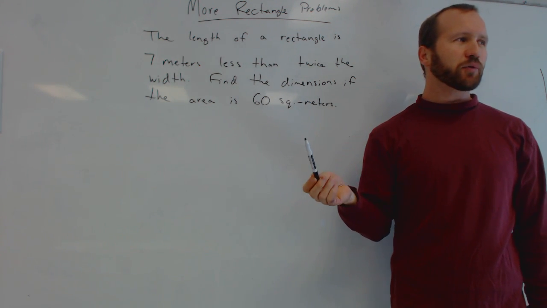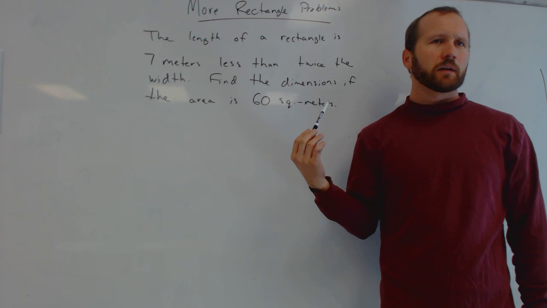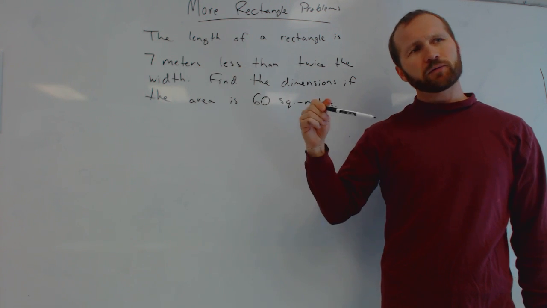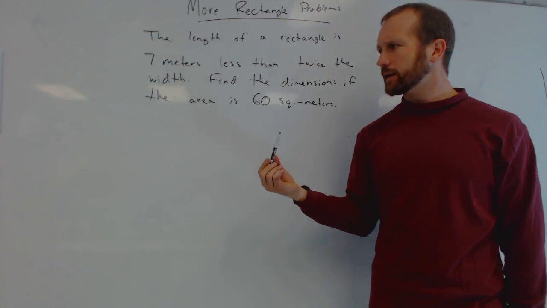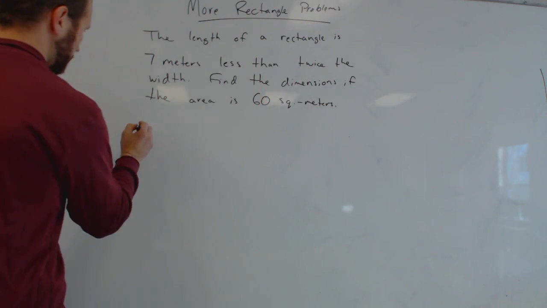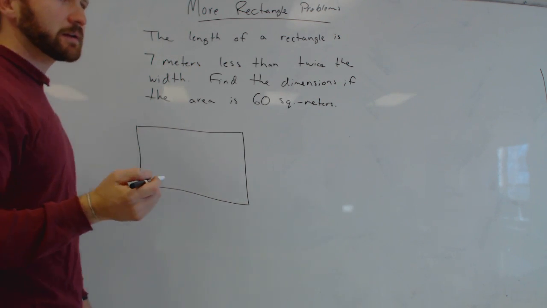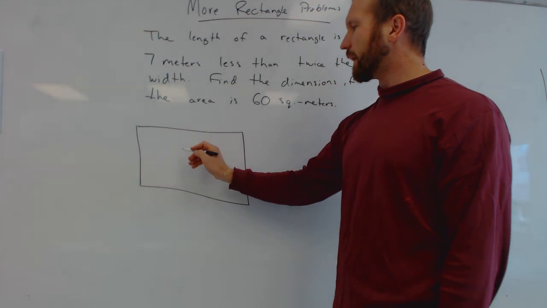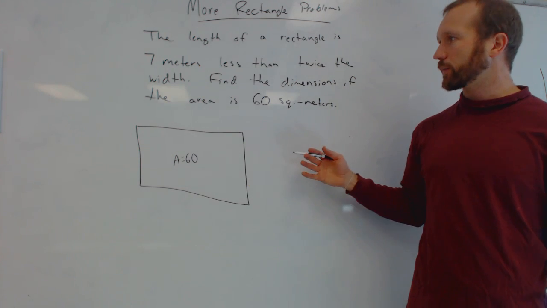Okay. I have an approach to these types of problems that uses two variables, but we get rid of one of the variables right away. So this is technically a system of equations. However, I'm not going to solve it like we've been solving systems before. So I know that area is 60. I'm going to create my diagram here.